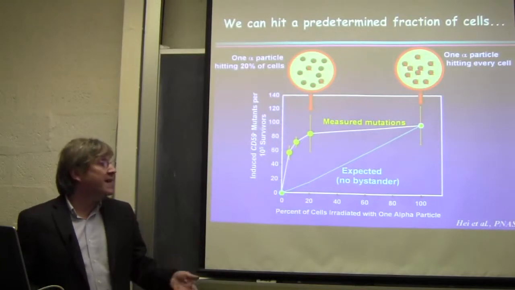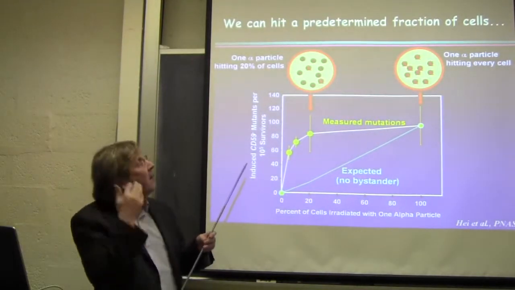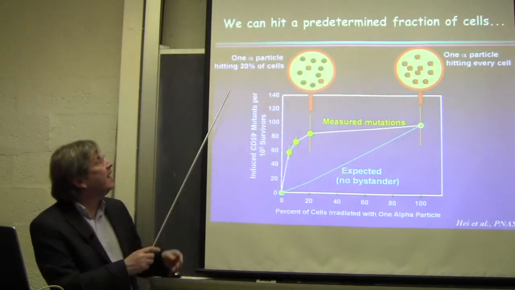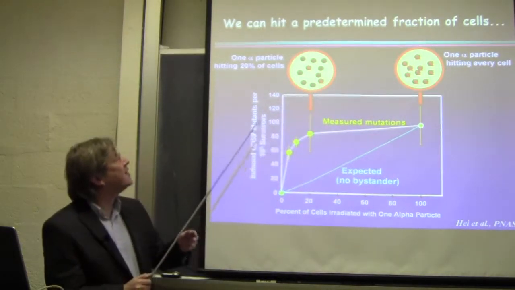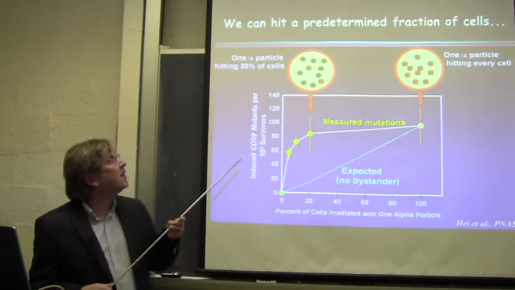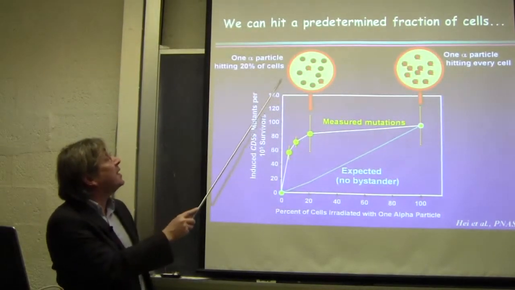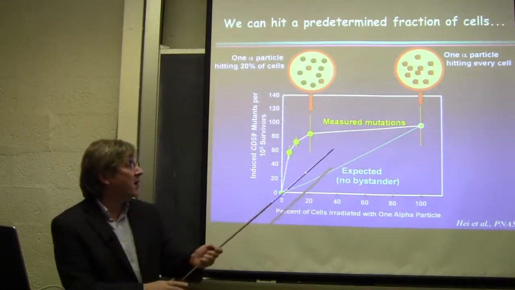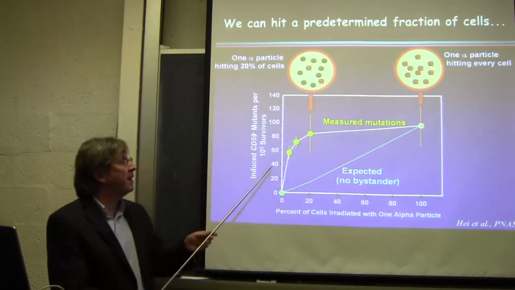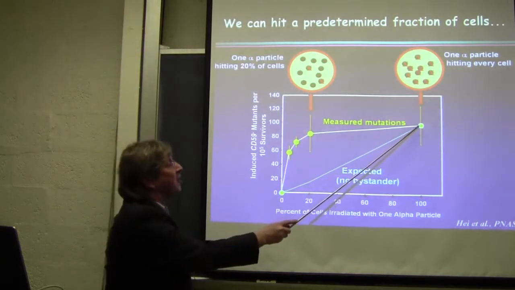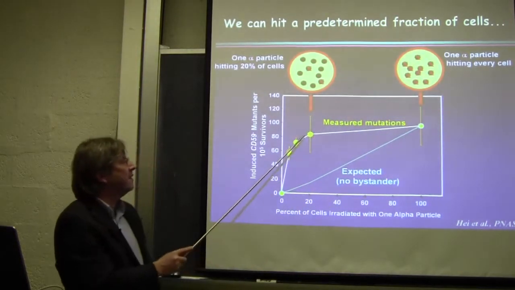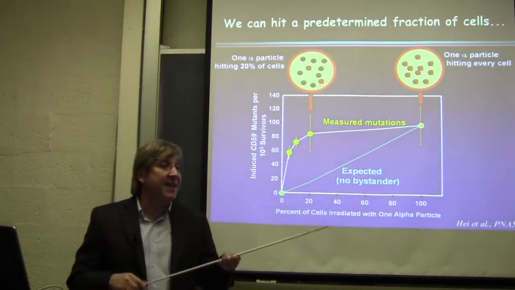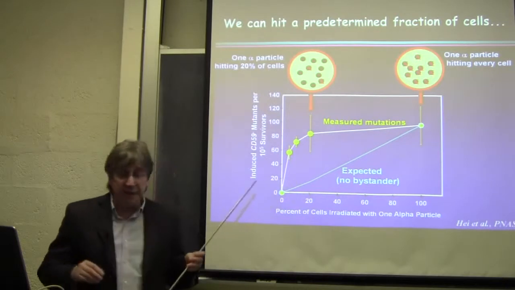And there are various ways that you can do bystander effects. I think what I alluded to a little bit earlier, you can hit predetermined fractions of cells. You can tell a computer to hit 20% of all the cells on the dish with, shall we say, one alpha particle. And you saw this experiment earlier: 20%, 100% hit, 20% hit, 10% hit. So again, you can tell the computer to automatically set up the microbeam to do this.